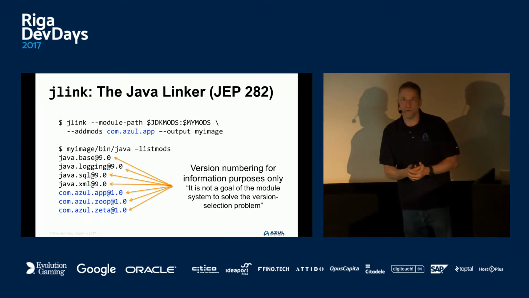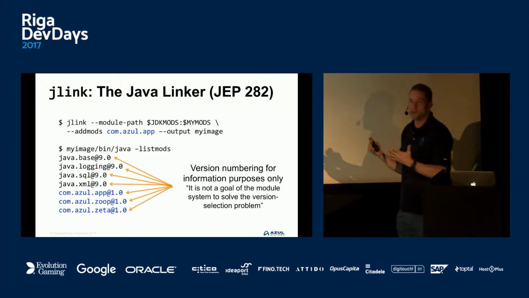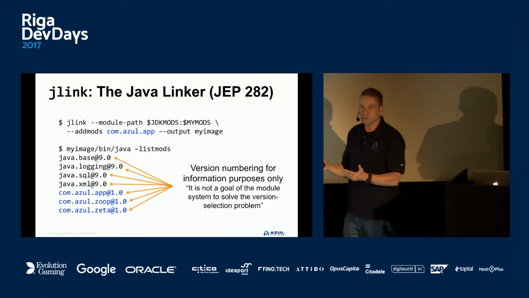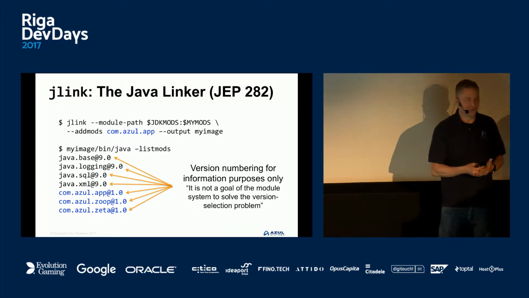So this is something that people have kind of argued against. There are other module systems out there which do support versioning. Jigsaw in JDK 9 does not. So that's something you just have to accept.